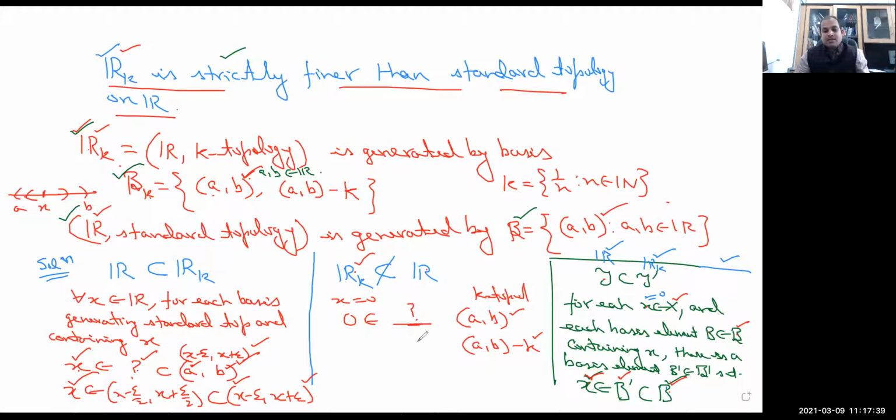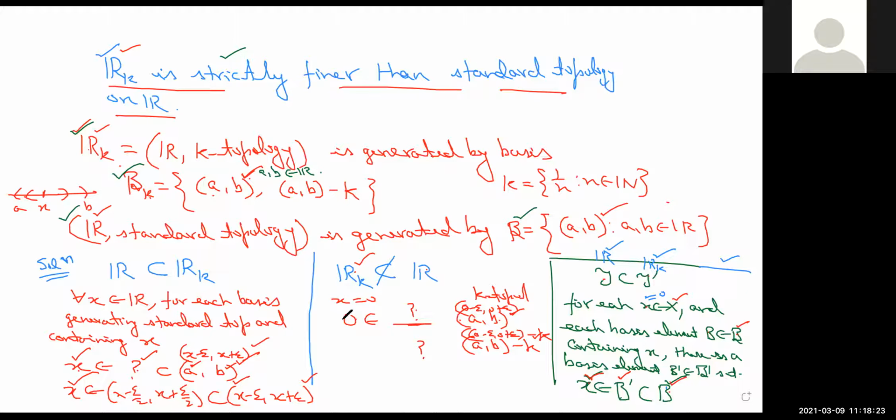And I need to find here a basis member which also contains a basis from standard topology which also contains 0 and which is contained into this one. This is our aim. So for understanding purpose, let me denote this open interval AB. Let me simplify this. To make it more clear, you can take 0 minus epsilon, 0 plus epsilon. Let me replace this AB by 0 minus epsilon, 0 plus epsilon, and this one by 0 minus epsilon, 0 plus epsilon, minus K.